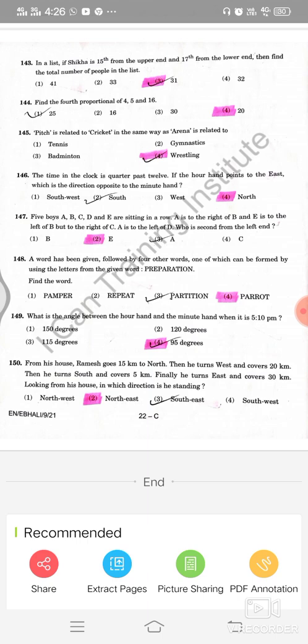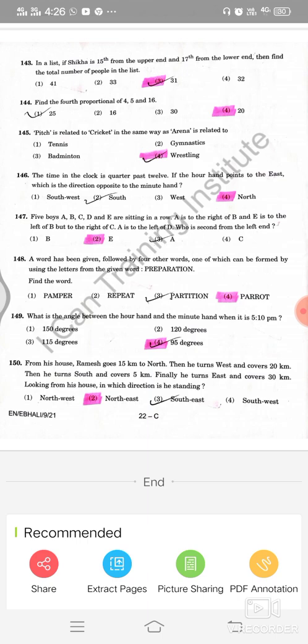Question number 145. Pitch is related to cricket in the same way as arena is related to, and the answer is option number 4. Question number 146. The time in the clock is 12:15. If the hour hand points to the east, which is the direction opposite to the minute hand, and the answer is option number 4.